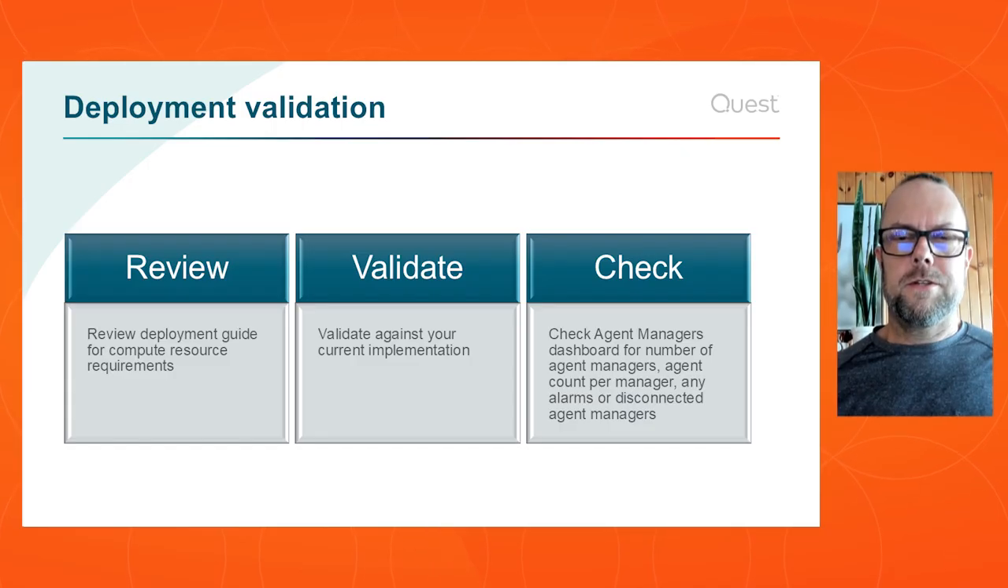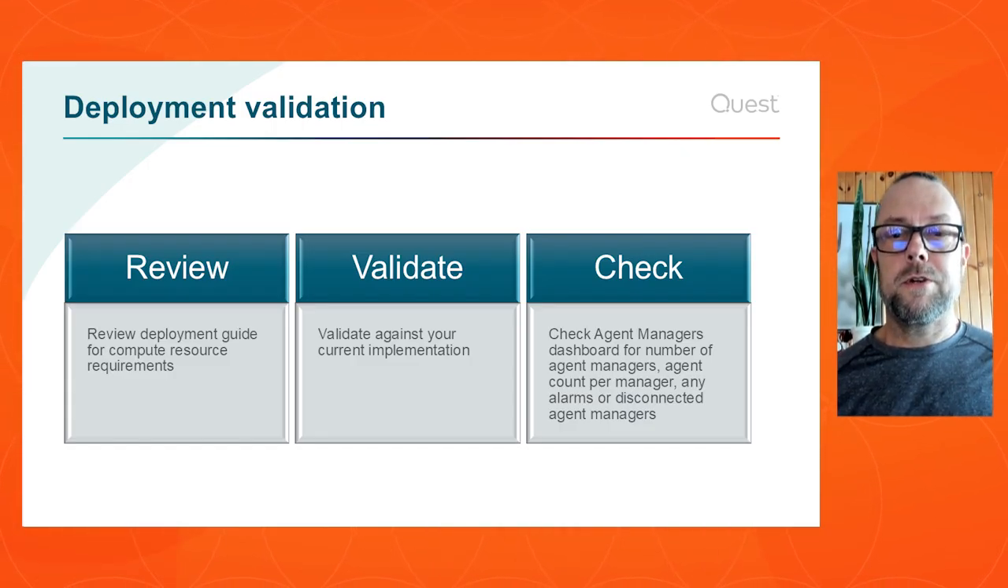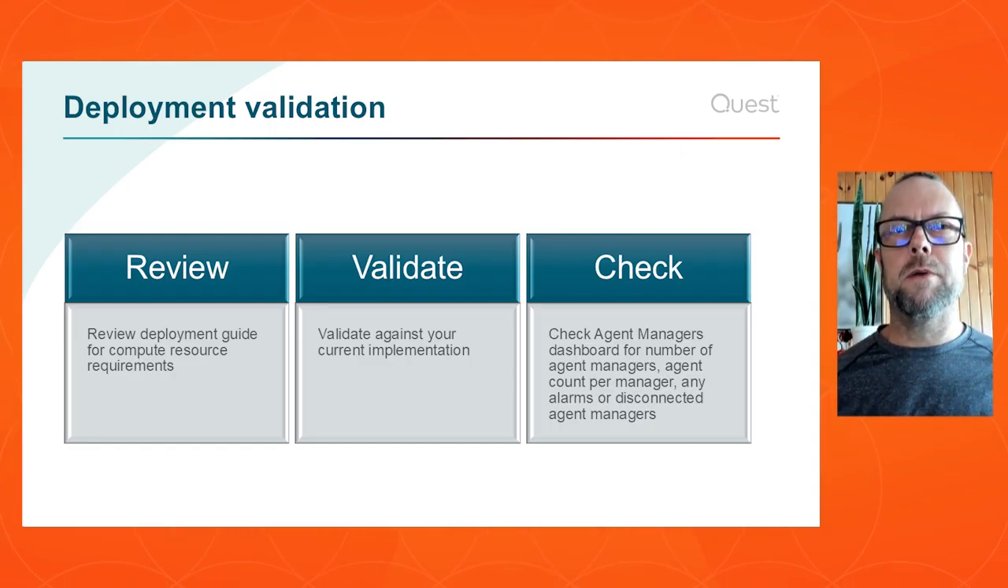You can do this from, as a starting point anyways, the agent manager dashboard. That'll give you the number of agents per agent manager. And then it'll also show any alarms as well as disconnected agent managers. And those can be symptoms of being undersized. Most often thing I'll see when an agent manager disconnects is because memory is too low.